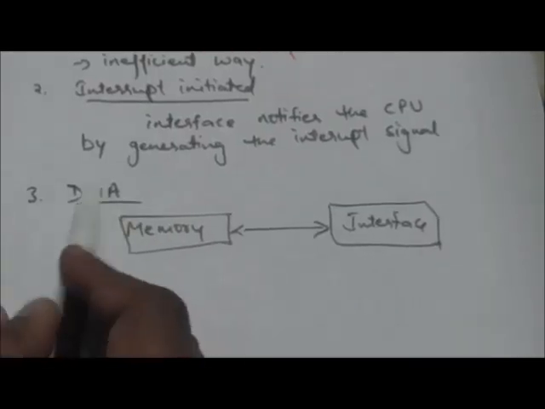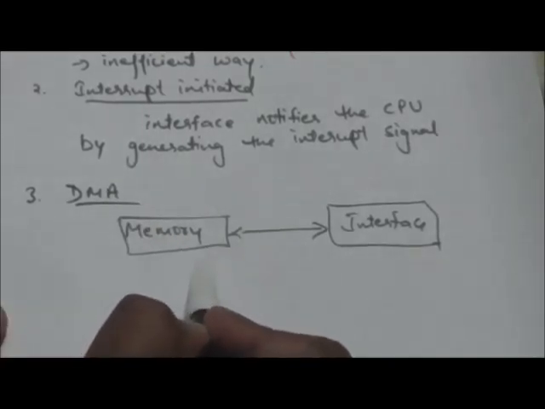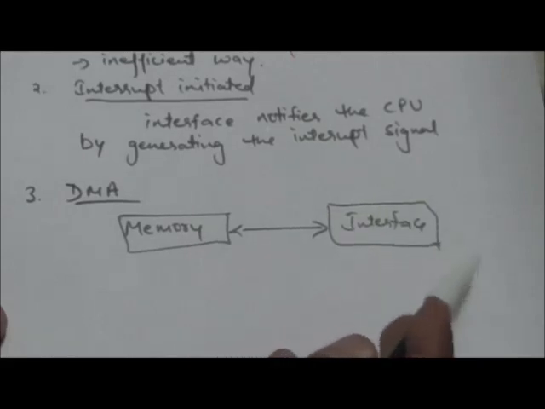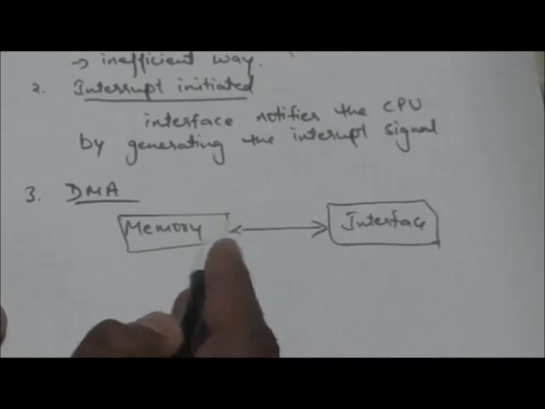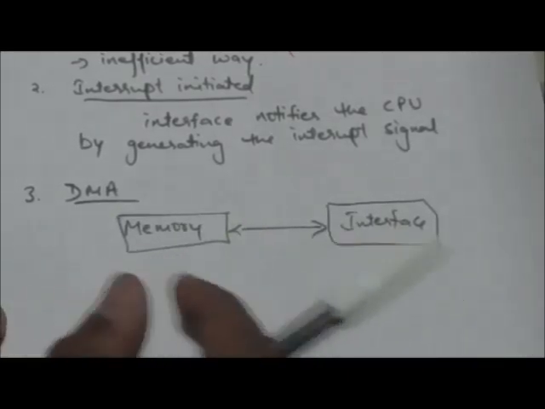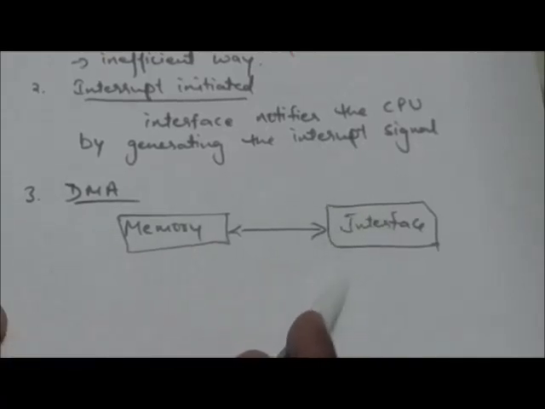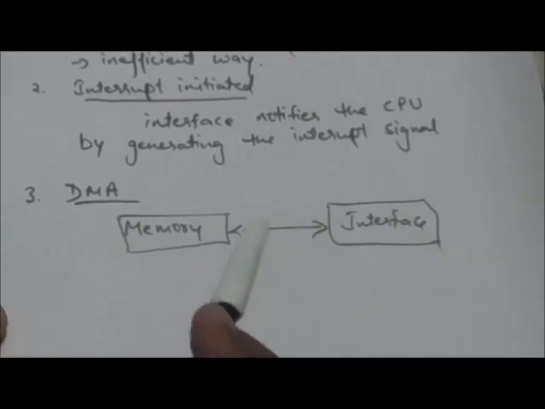The third method is DMA, that is direct memory access. In this method, the data transfer is between the interface of the input output device and the memory unit through the memory bus. In the programmed input output method, the data transfer is between the CPU and the peripherals. But in direct memory access, the interface transfers data into or out of the memory unit through the memory bus.